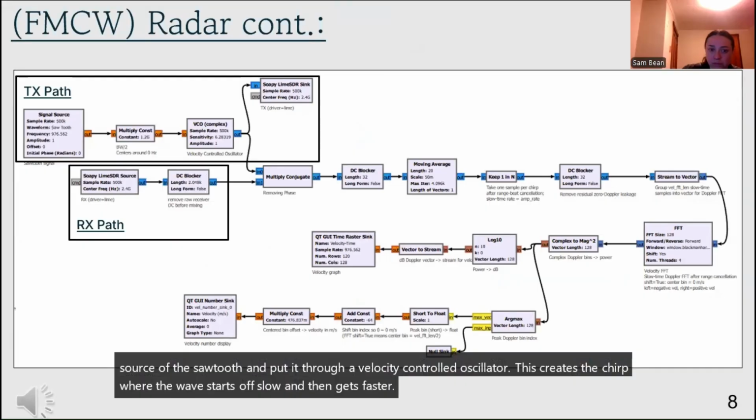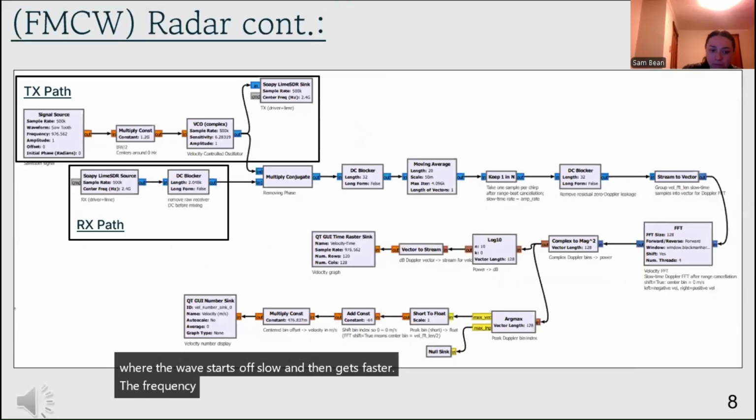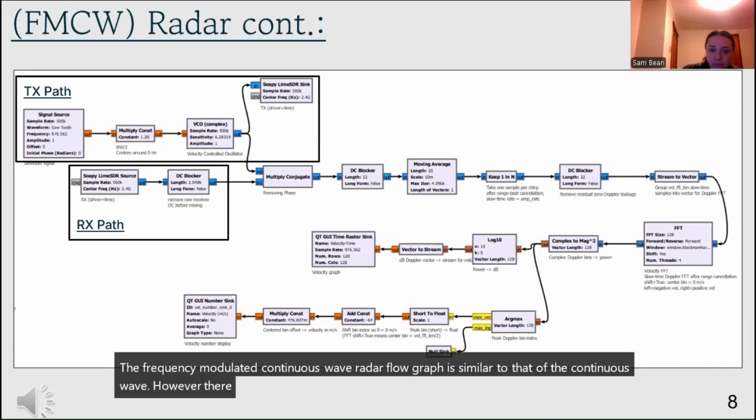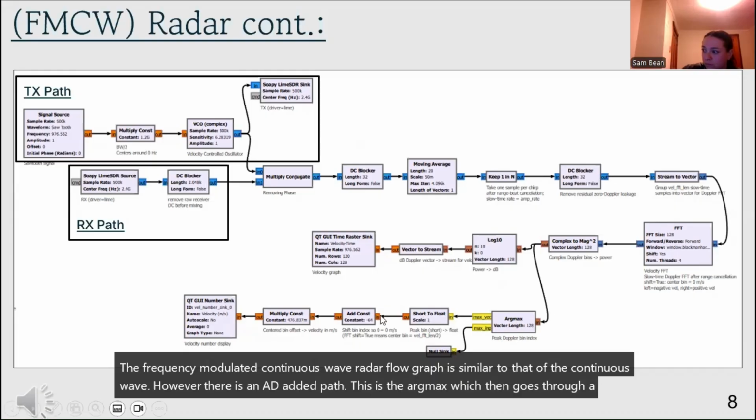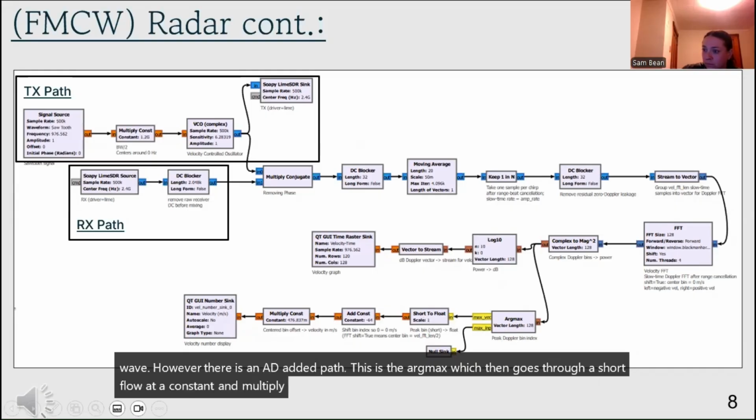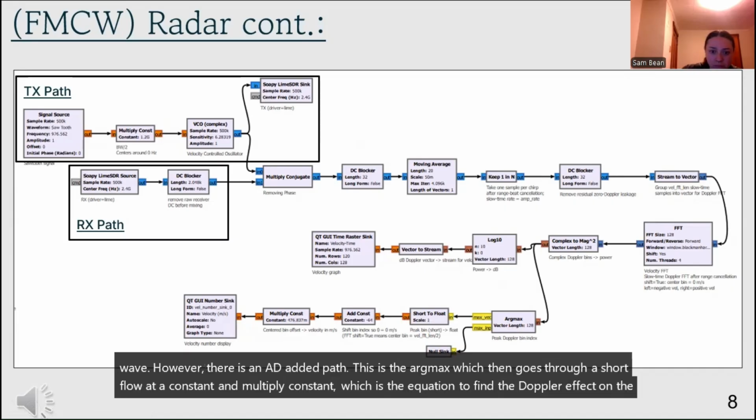The frequency modulated continuous wave radar flow graph is similar to that of the continuous wave. However, there is an added path. This is the argmax, which then goes through a short flow, add constant, and multiply constant, which is the equation to find the Doppler effect on the frequency modulated continuous wave received data.